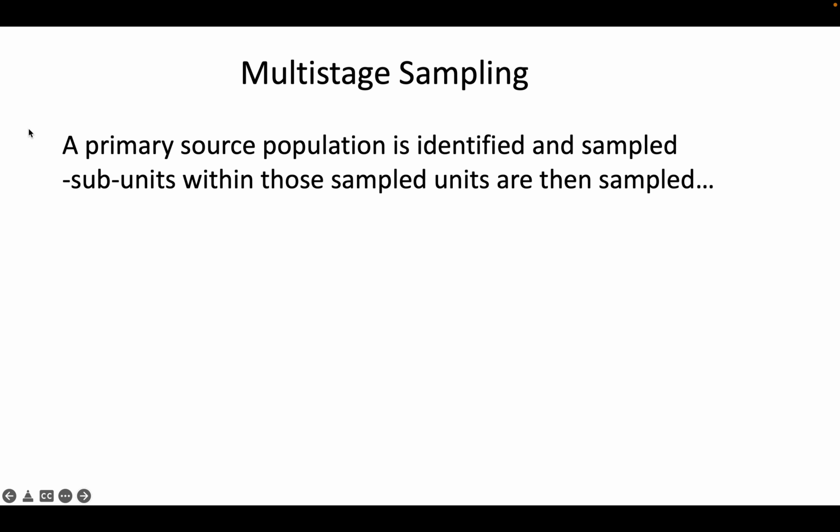Multi-stage sampling is pretty cool. It basically applies what I just talked about, more of a simple random sample or a cluster sample, depending on what you want. But you're doing multiple sampling stages, where you have a primary source population that you sample from, like a town, and then you have subunits that you would sample from, like neighborhoods within those chosen towns.